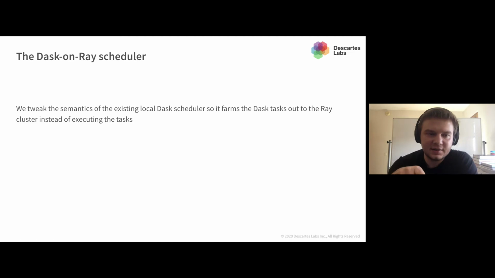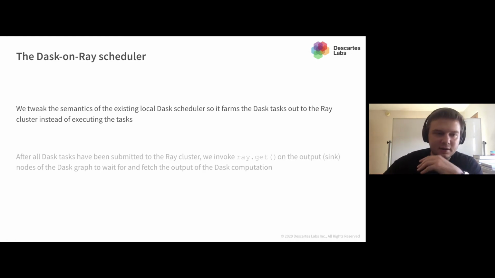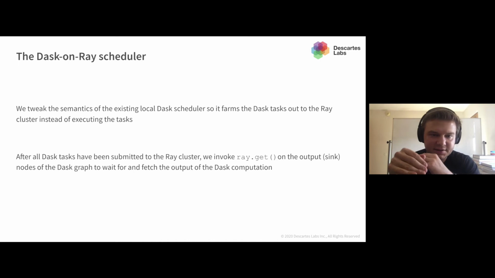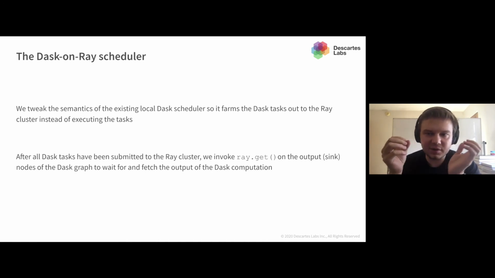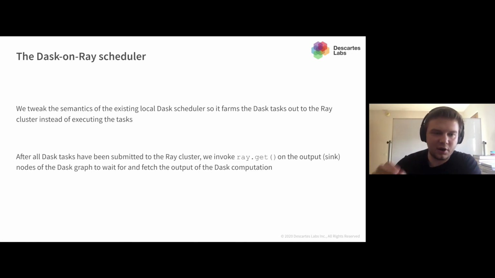We tweak the semantics of the existing local Dask scheduler, which already traverses the Dask graph and executes the tasks, to instead traverse the Dask graph and farm the actual task execution out to Ray. And then after all of the Dask tasks have been submitted to the Ray cluster as Ray tasks, we just call ray.get on the output object reference on the sink node of the Dask graph, and that will cause execution to wait and fetch the output of that Dask computation once that final output node has materialized.